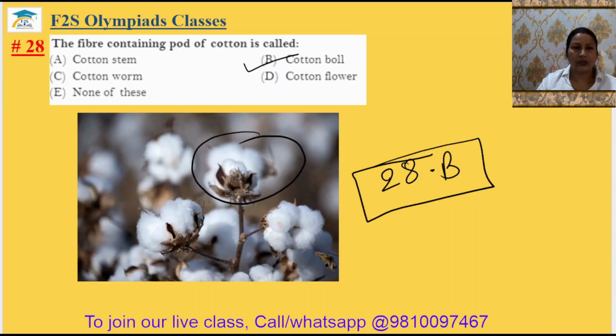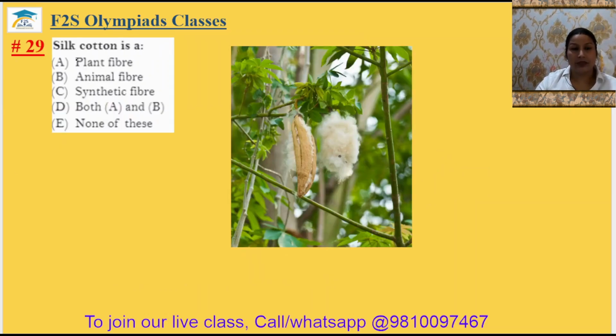Okay. Question number 29. Silk cotton is a plant fiber, animal fiber, synthetic fiber, both A and B, or none of these. So this is a plant fiber. Silk cotton can be obtained from the kapok trees. So the 29th answer will be option A.